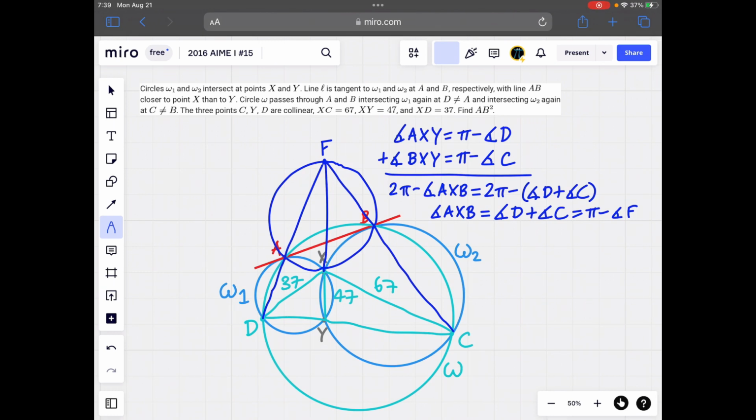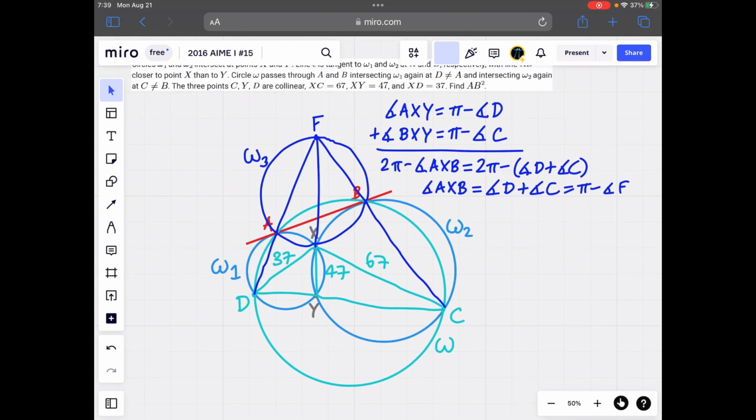is cyclic. So this was just an overview of Miquel's theorem, where X is the Miquel point here, with respect to triangle FDC and points A, Y, and B on its sides. So we know that this quadrilateral is cyclic. Let's call its circumcircle FAXB omega 3.